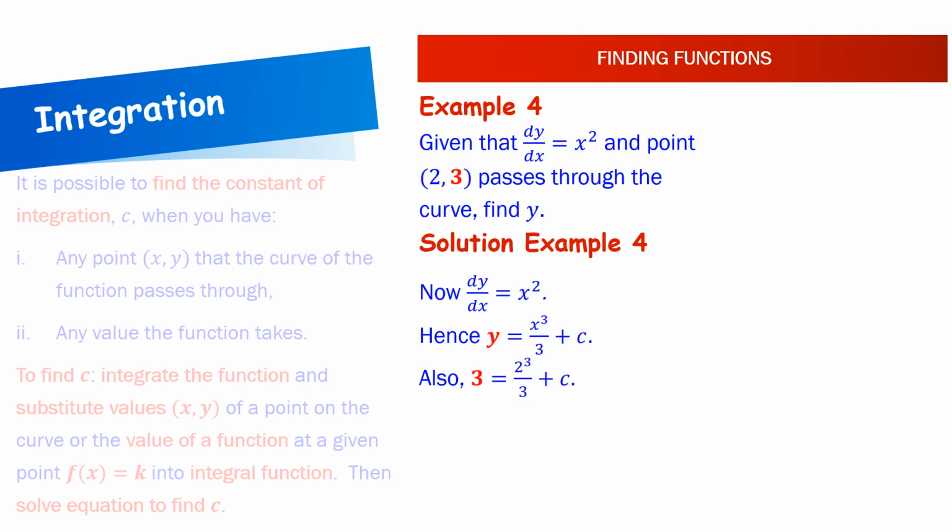Here's y equals 3, and here's x equals 2. And therefore, rearranging the equation gives us that c equals 1/3. And therefore, y equals x cubed over 3 plus 1/3.